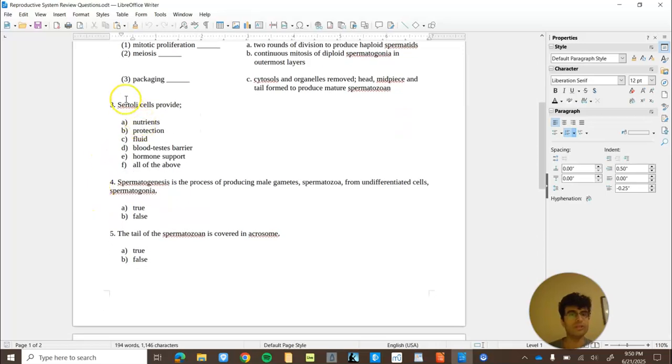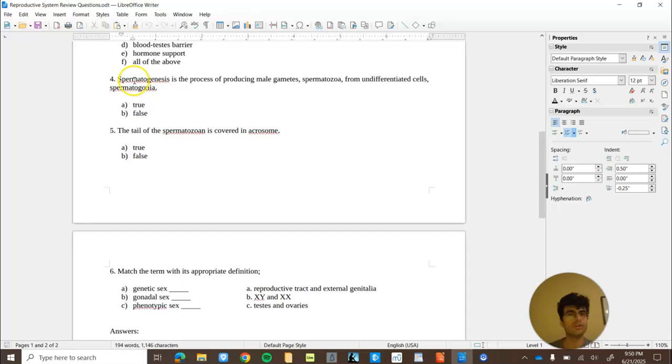Number 3, Sertoli cells provide nutrients, protection, fluid, blood-testes barrier, hormone support, or all of the above. If you recall from the slide, it is all of the above. Sertoli cells provide all of these.